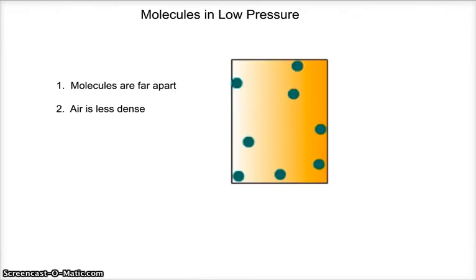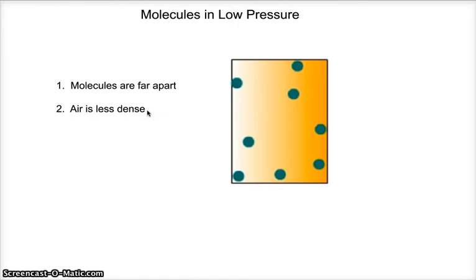Our first topic is what the molecules look like in low pressure. So this has been kind of a theme we've had all year whenever we've had to talk about molecules, using these dots as particles. And so these dots are going to represent our air molecules in our atmosphere. Okay, and just like when we learned about low density, we had our molecules really far apart. And so this is a picture of what air looks like in low pressure. Okay, the molecules are far apart and the air is less dense.